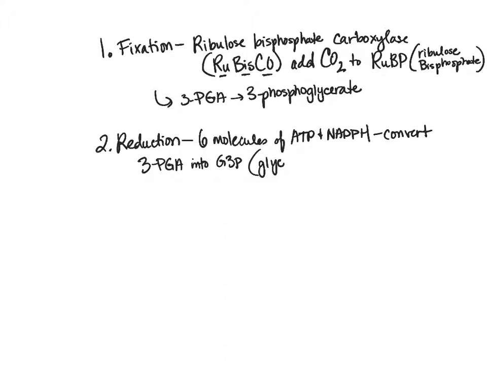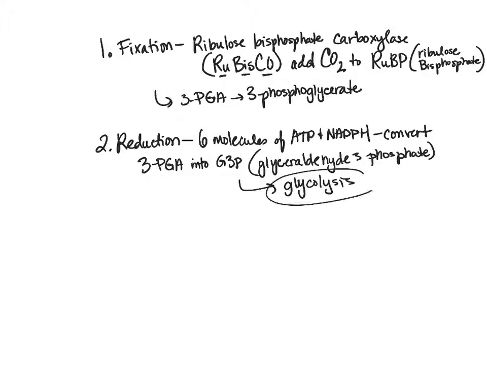Glyceraldehyde, glycerol, phosphate, glyceraldehyde 3-phosphate, G3P. So we take our 6 molecules of ATP and NADPH and we convert the 3-PGA molecule into G3P. And then this G3P can go into glycolysis. So that can go into glycolysis.